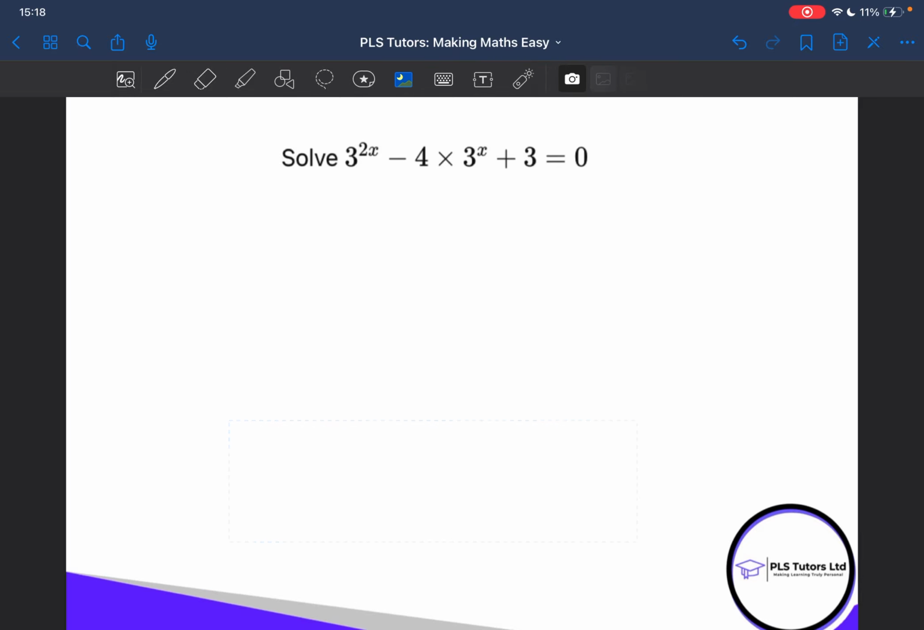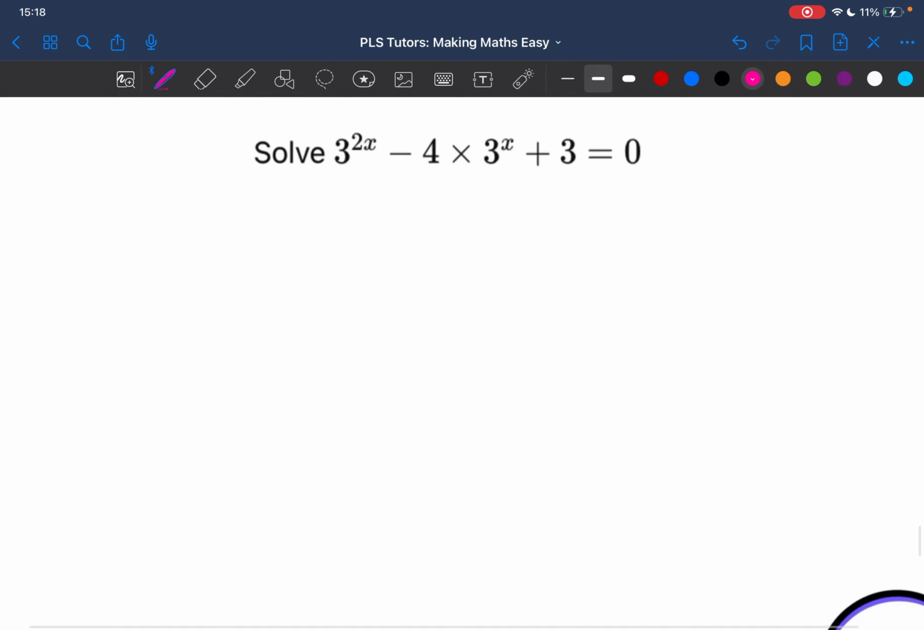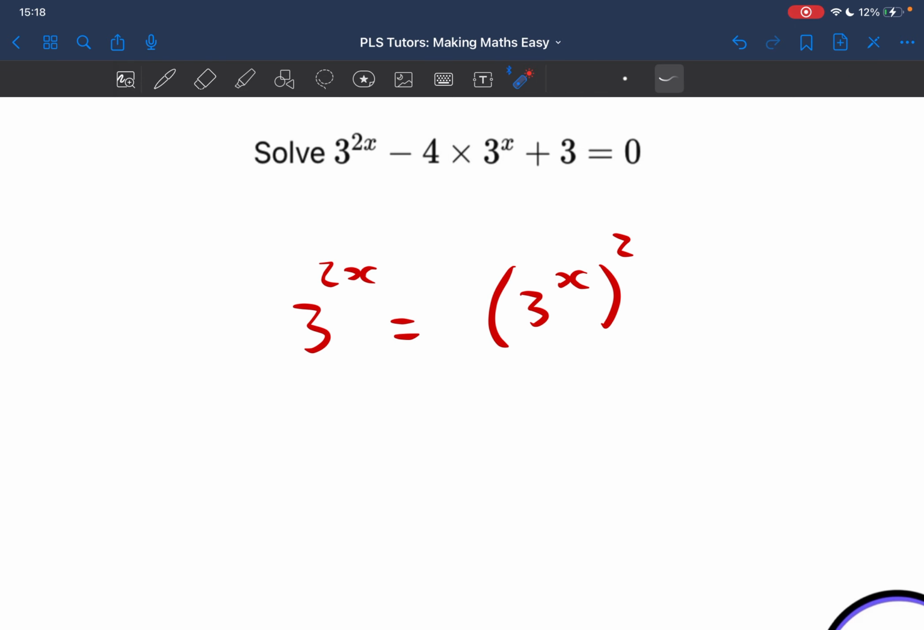You always want to find something to substitute in. You see here we have 3 to the x. Well, here we can rewrite 3 to the 2x as 3 to the x all squared, because using our indices laws, we know that we have to multiply our powers, and x times 2 takes us back to 2x. So we can say these two things are equal, which means our equation becomes 3 to the x squared minus 4 times 3 to the x plus 3 equals 0.